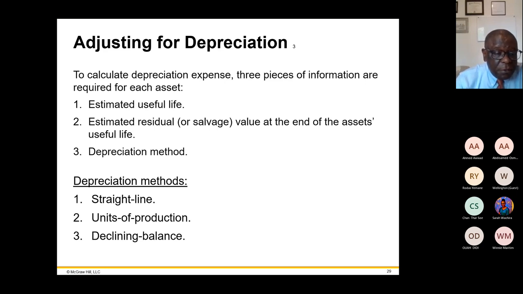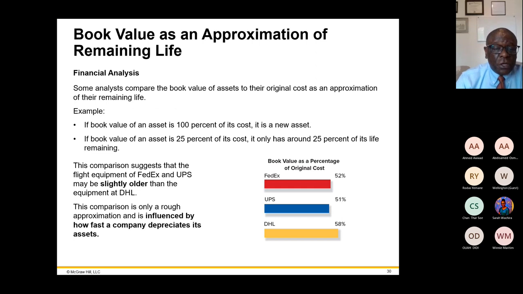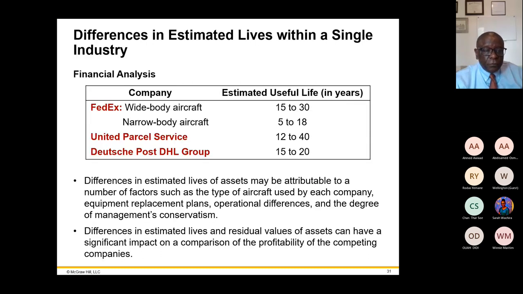Okay, so we have these three methods. I want you to look at them: the straight line method, the unit of production, and the declining balance method. You have to study them yourself and make sure you get each of them. Very, very important. Those are the three methods of depreciation. A lot of companies use the straight line method, but it still depends on their motivation.